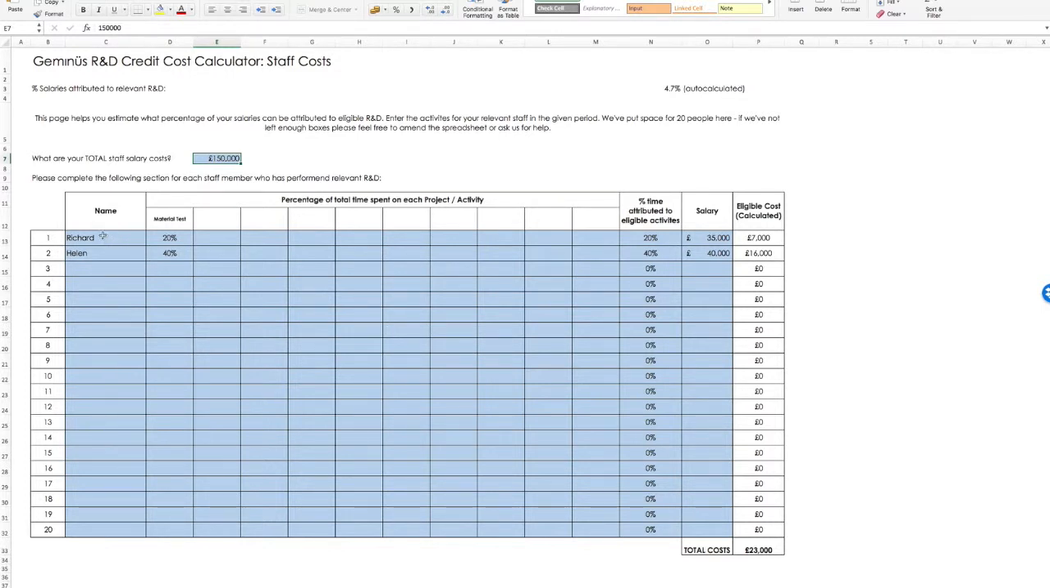And then here you can start to fill in some information about the people. So I put two people in, Richard and Helen. I've said Richard worked 20% on the project, Helen worked 40%. Normally, if there's more than one project, we'll fill these in all the way across.